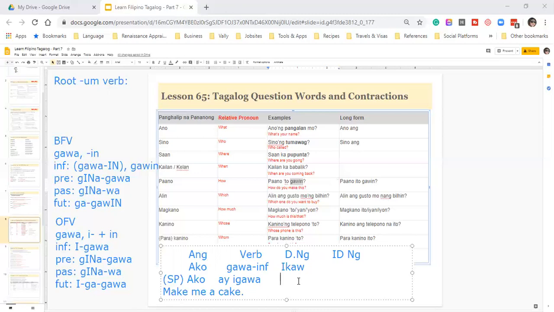Okay, so what is the equivalent of ikaw? Mo, yes, and the indirect. What will you make for me? What is the object?